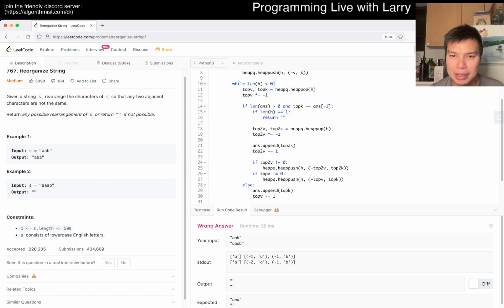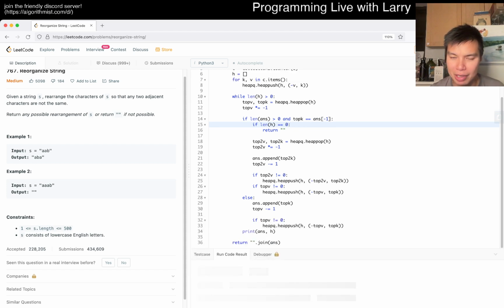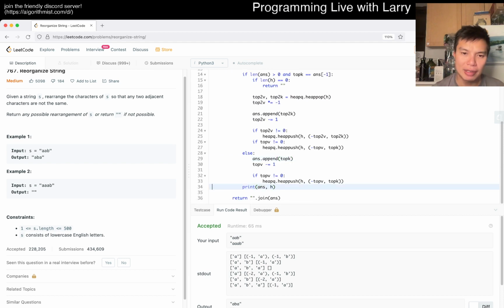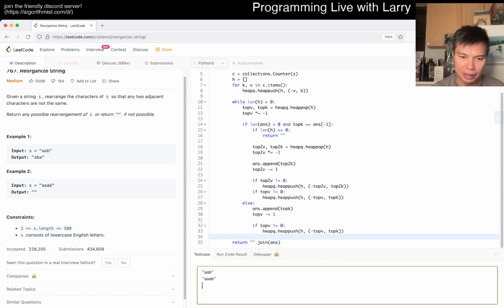Oh, because we popped the h, so that means that this should be equal to 0. I kind of forgot that we popped it because I thought it was part of the logic. Okay, and I think these are going to be the weirdest case.